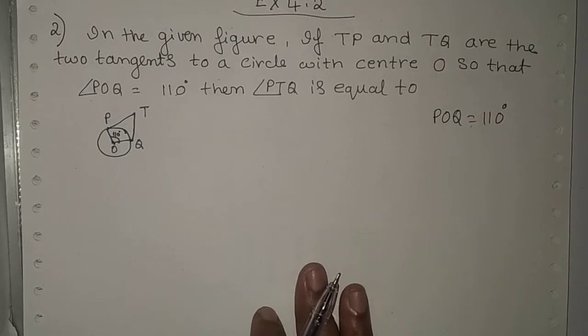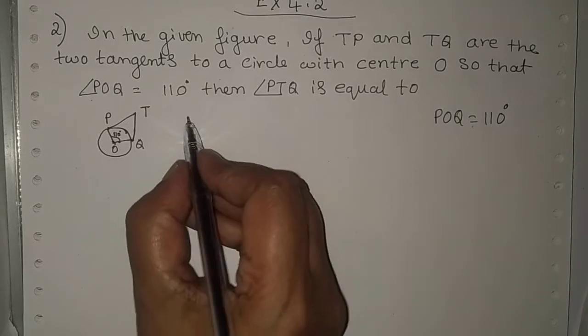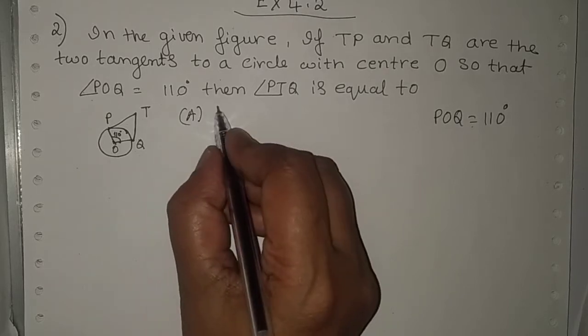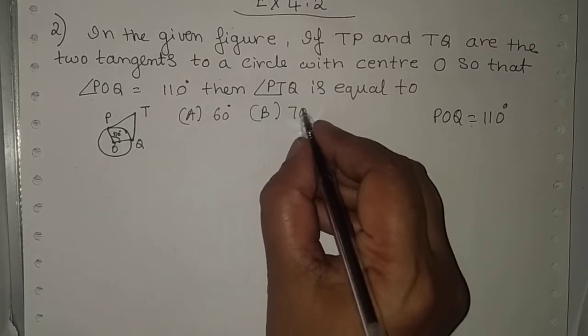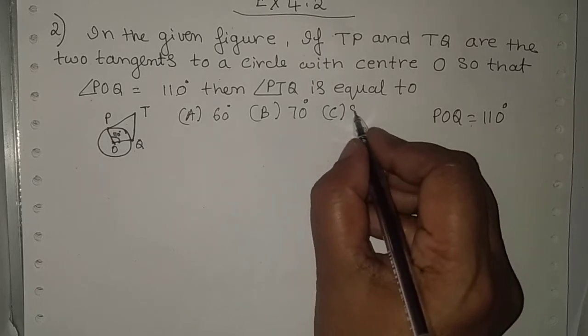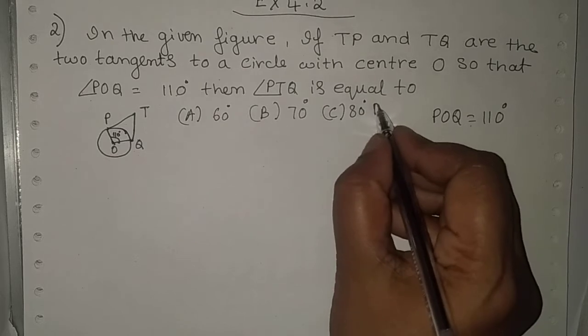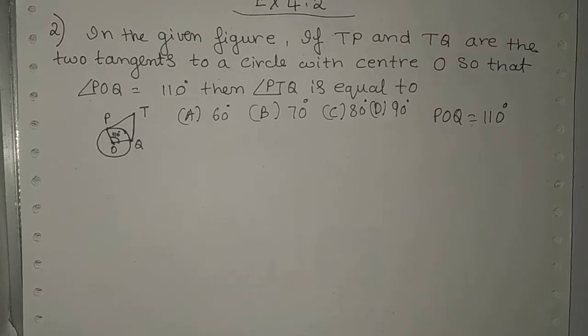In the problem they have given 4 options, so we have to write the options. Option A is 60 degrees, option B is 70 degrees, option C is 80, and option D is 90 degrees. So these are the four options. The first three problems are multiple choice, which means four answers are given and you have to select the one correct answer.